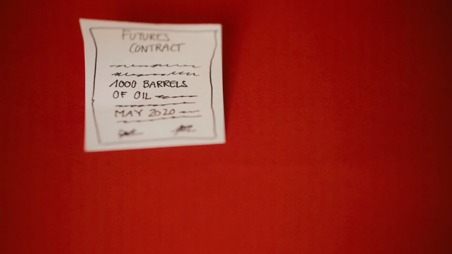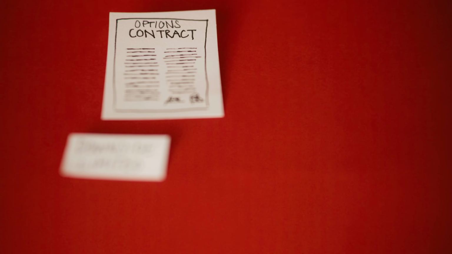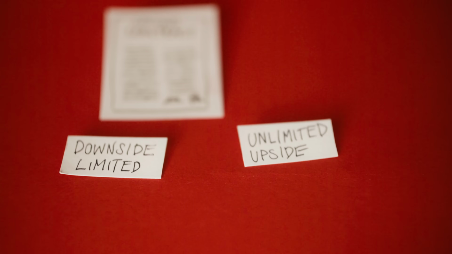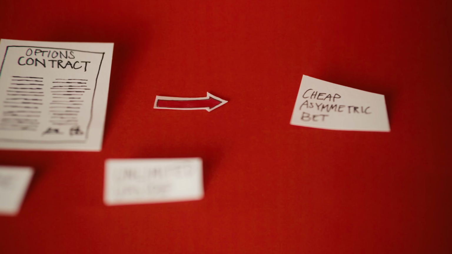Because as you saw with the oil, it is just massively inconvenient to be forced to buy 1,000 barrels of oil, and also it's quite expensive. Options are way cheaper. The amount you can lose is limited, while they have an unlimited upside. So options basically let people take large asymmetric bets with little money, and that changes market behavior.